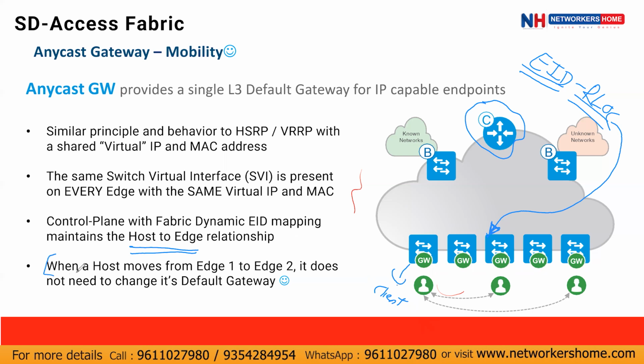So when a host moves from edge 1, consider this as edge 1, this is already connected on edge 1. If it moves to edge 2, it does not need to change its default gateway because the gateway is already present. So suppose we have more than one, obviously you'll have more than one SVI. So all these SVIs are present in every edge node, right? Yes, you're correct. Every SVI will be present on every edge node.